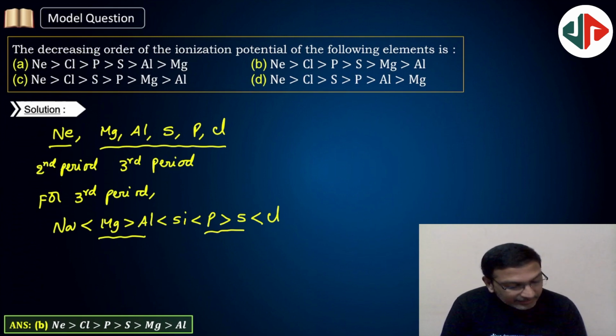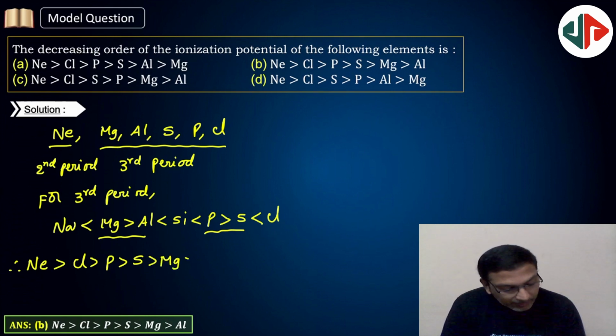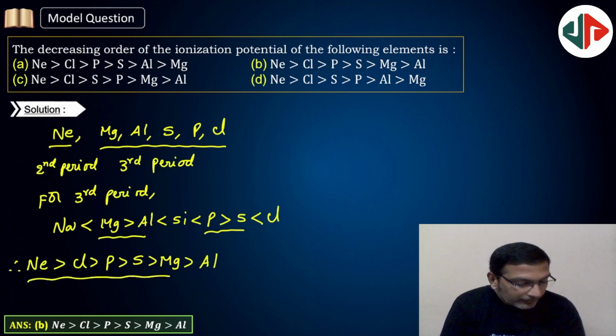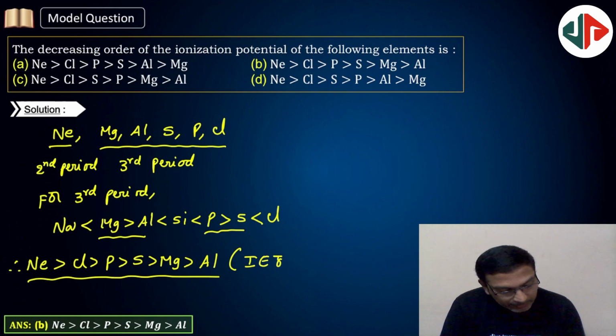Therefore, first neon, next chlorine, next phosphorus, sulfur, magnesium and aluminium. This will be the order. Ionization energy order. Therefore, option B.